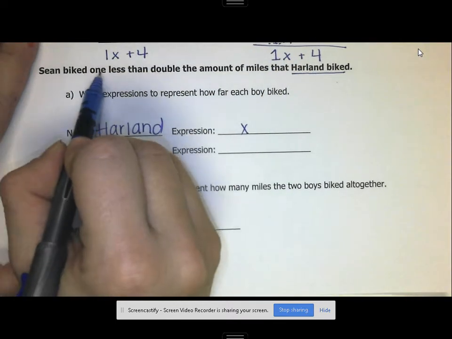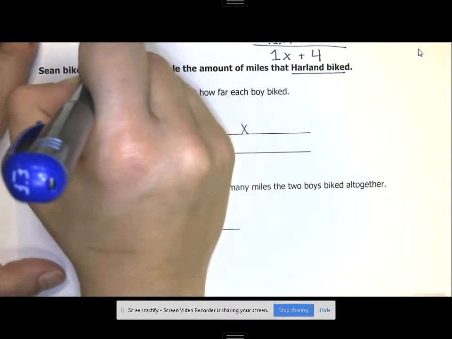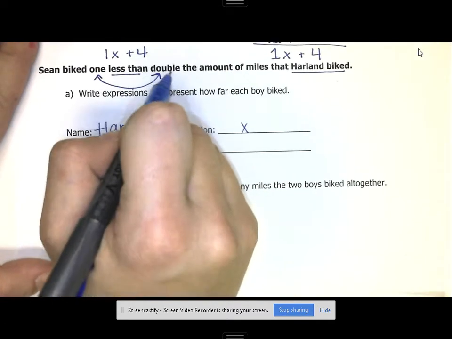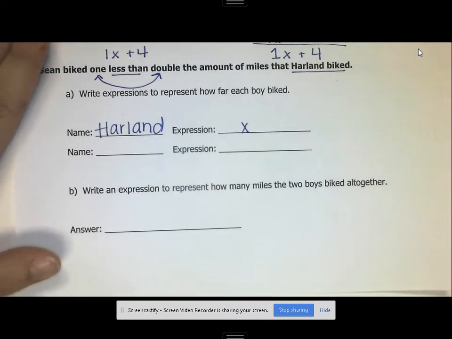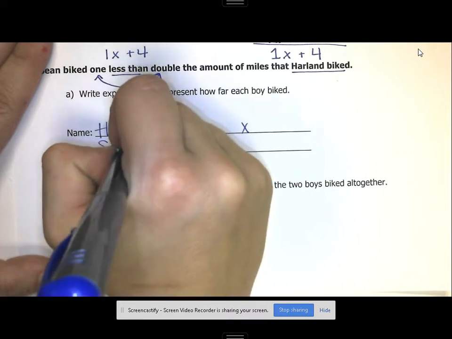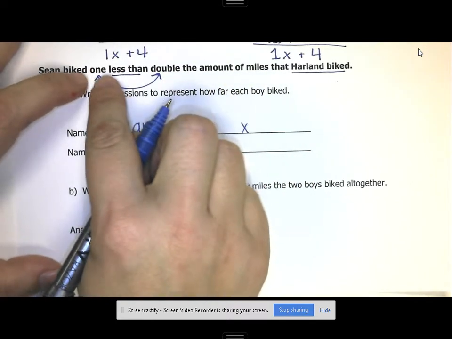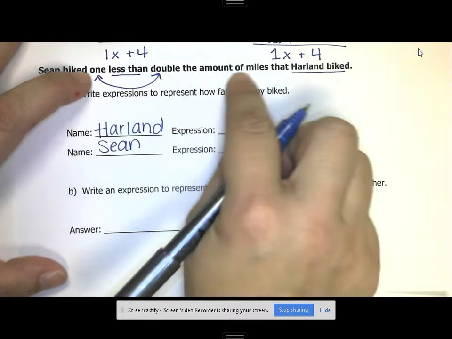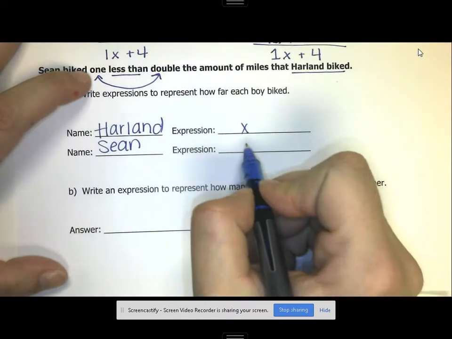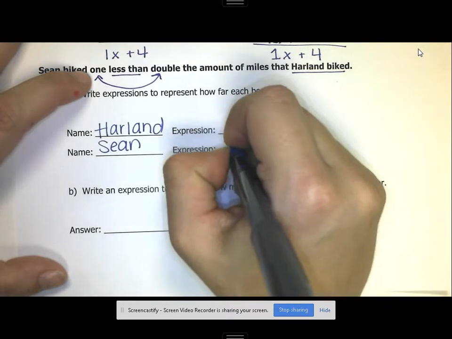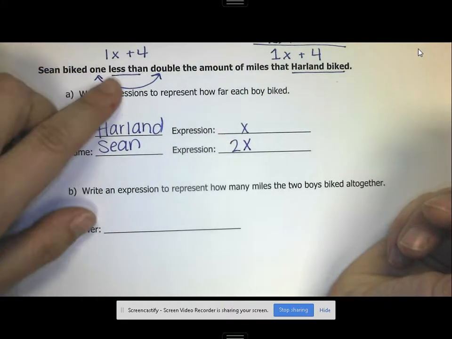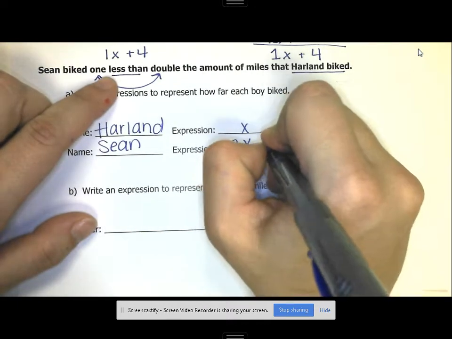Sean biked 1 less than, ooh, there's that less than again, double the amount of miles that Harlan biked. So when we do Sean, we want 1 less than, now less than we do at the end, double the amount of miles that Harlan biked. So if I want to double this, I'm going to multiply it by 2. But I want 1 less than that. So I'm going to subtract 1 at the end.